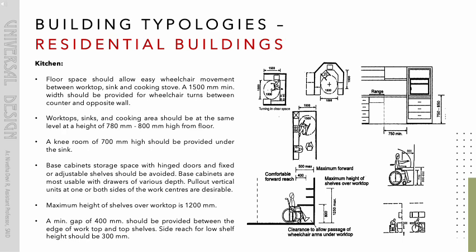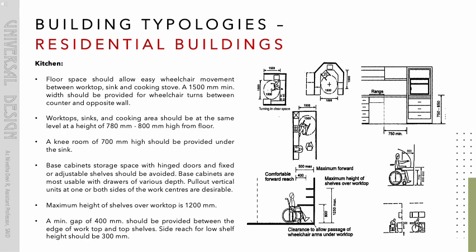Worktops, sinks, and cooking area should be at the same level at a height of 780 mm to 800 mm high from floor. A knee room of 700 mm high should be provided under the sink. Base cabinets storage space with hinged doors and fixed or adjustable shelves should be avoided. Base cabinets are most usable with drawers of various depth. Pull-out vertical units at one or both sides of the work centers are desirable.